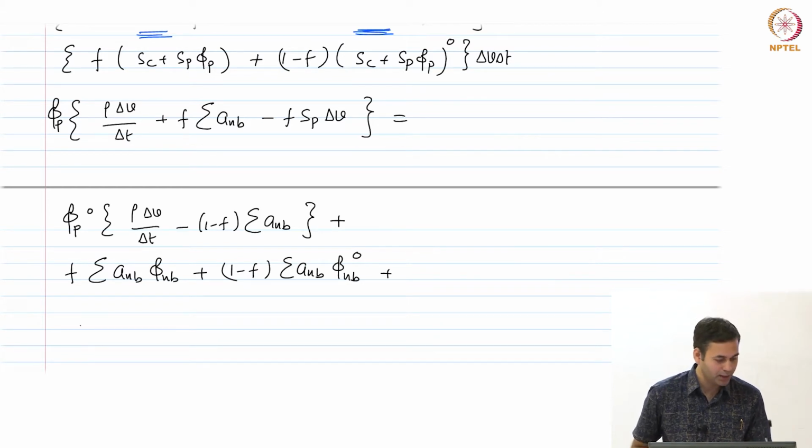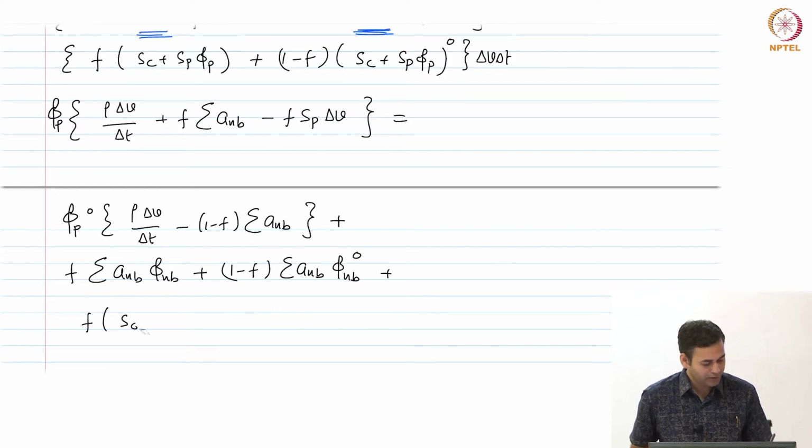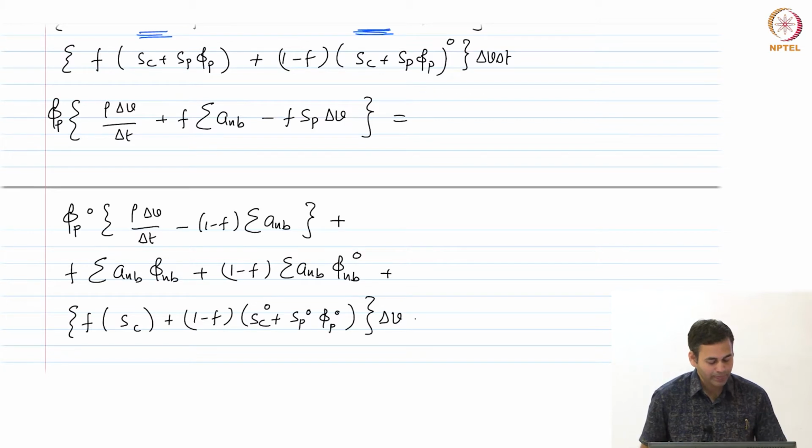So, what remains is f times SC, plus 1 minus f times SC 0 plus SP 0 phi p 0 times what? Delta V, okay. Now, there was one question yesterday: SC and SC 0 they are the same, right. Can we just cancel them and write SC 0 and things like that? So, one thing you have to think about is, are SC and SC 0 the same? Are they the same? Now that is where you have to think.